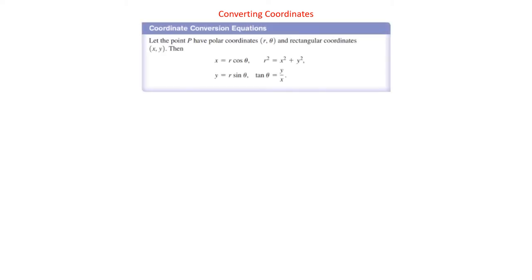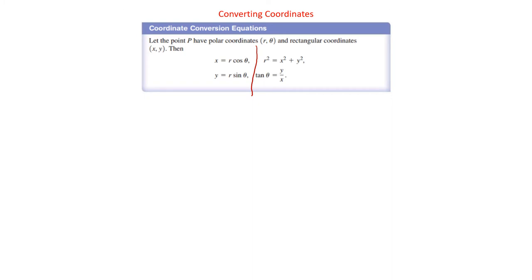Converting coordinates. So going between rectangular and polar, we have a few equations to get them back and forth. We have radius and theta. The radius is the distance from the origin to the point, and so we could use the Pythagorean theorem, r squared equals x squared plus y squared. And then the angle is the angle of the slope of the line, which involves the tangent, because it's y over x. And so we have these.